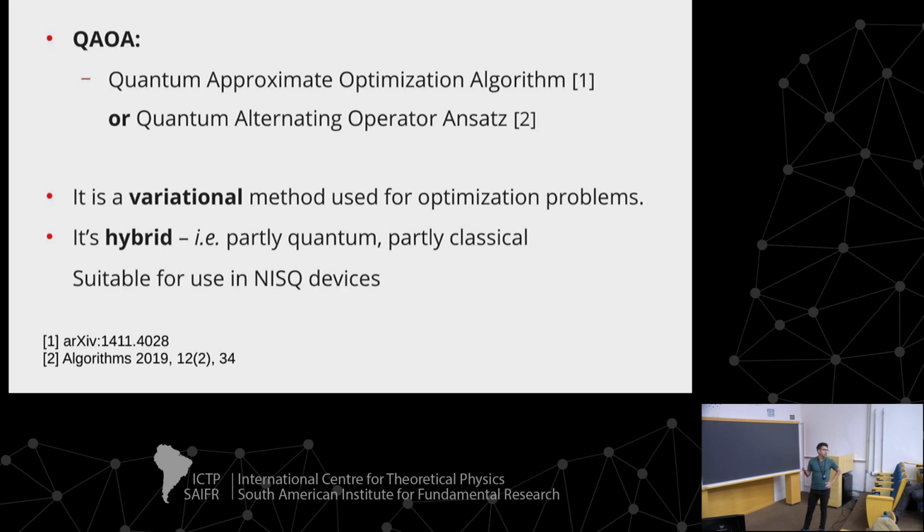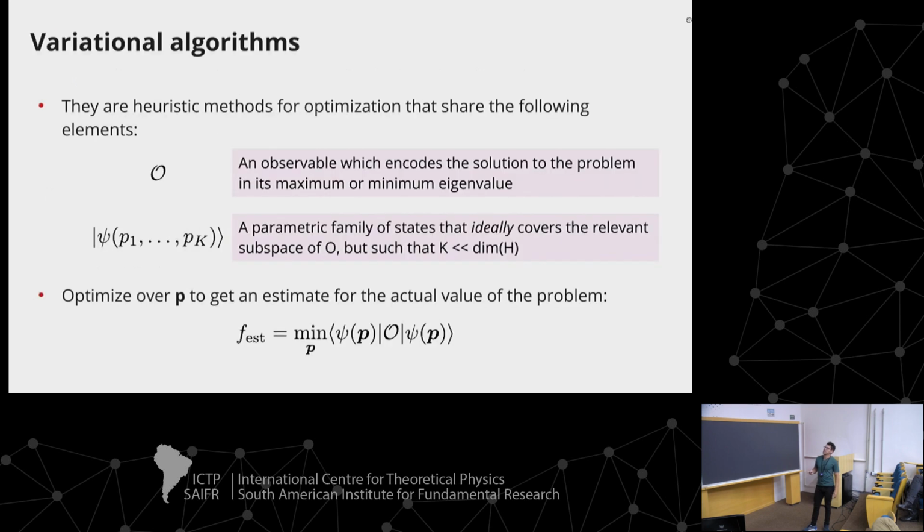It's a variational method, so this is why I gave you this exercise, to get the feeling of what you were doing. It's hybrid, it's part quantum and part classical, and it's suitable for NISQ devices. That's a good point. Maybe not that scalable. Maybe to tackle a real problem you still need a high number of qubits. Maybe not yet scalable, but it's suitable for NISQ devices.